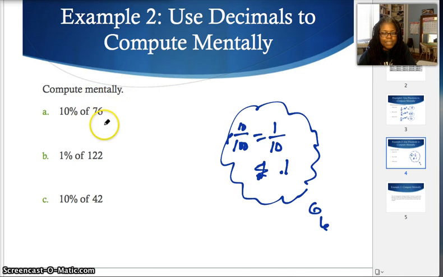This gets super easy because 76 times 0.1, or anything times 0.1, means move that decimal place over once to the left. So to compute this mentally takes no time at all. I'm multiplying 76 times 0.1, which really means move the decimal place over one space to the left, and I get 7.6. So 10% of 76 is 7.6. This is really super helpful when you are out at a restaurant and you need to think about what percentage tip you're going to give.